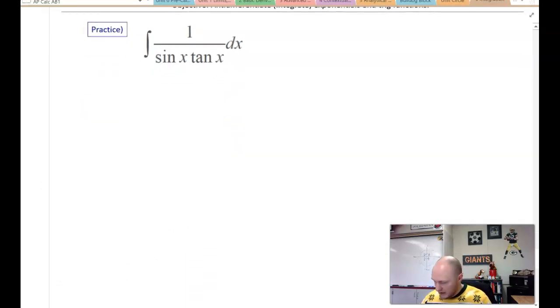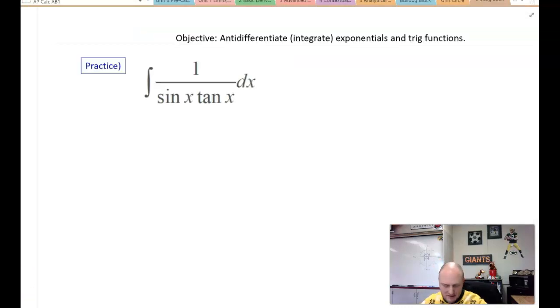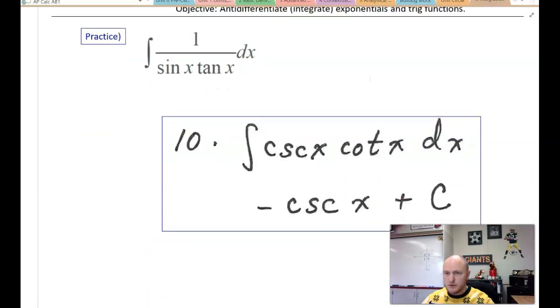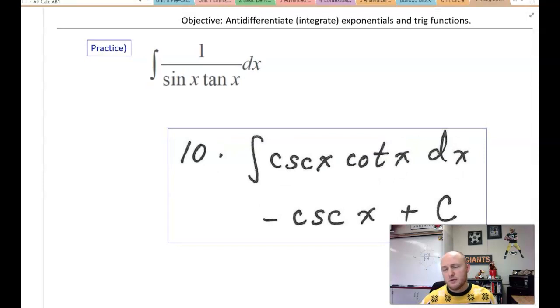All right, here is a practice problem for you. Go ahead, pause the video, and try this example. All right, this one may have been tricky if you did not see the rewrite. So we have to put it in a format where we can integrate it. 1 over sine of x, tan of x. We can't integrate that right away.